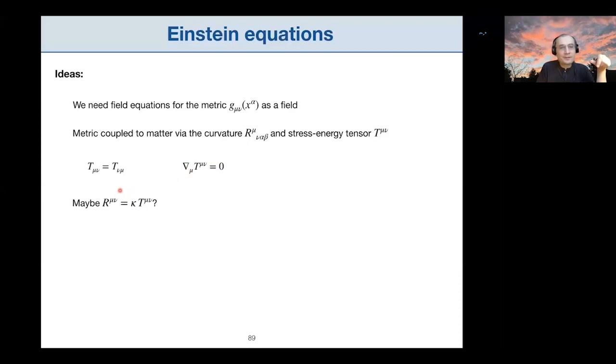So for the first guess, we need a counterpart of this tensor made of curvature, and the first choice would be to take the Ricci tensor, which is also symmetric. It has the same number of indices, so we may impose that Ricci is proportional to T. And this is what Einstein, in fact, proposed first. But there is a bit of a problem with this form. The problem appears when we calculate the divergence of these equations. On the right-hand side, we get zero because of the energy and momentum conservation.